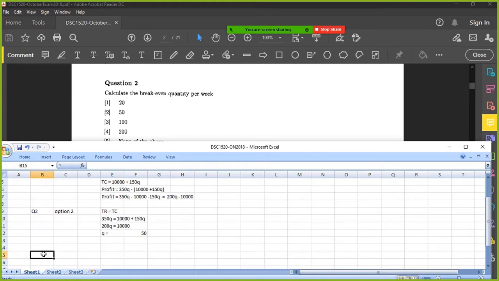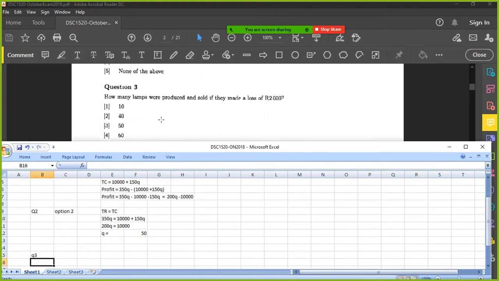Okay, thoughts about 3? How many lamps were produced and sold if they made a loss of 2,000? What are you thinking about? So you're probably going to take the break even point, maybe minus 2,000. Not quite. If you read this question, what stands out?